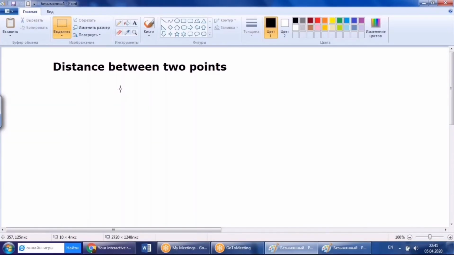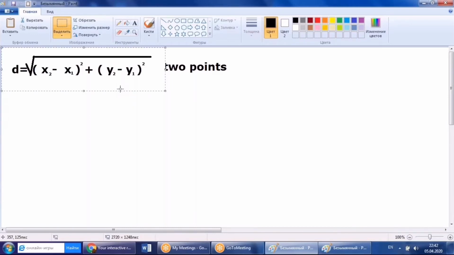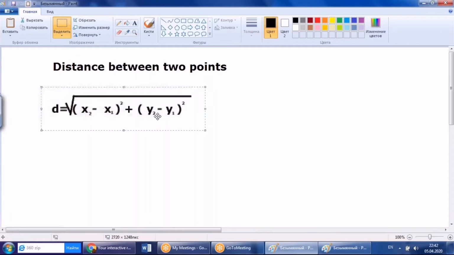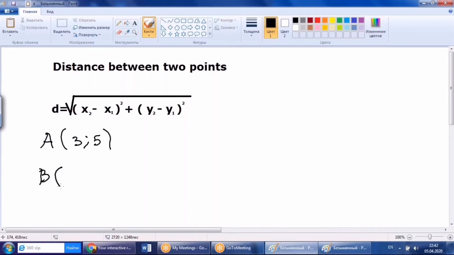We'll talk about how to find the distance between 2 points, and for this we have a formula. This is our formula. Now I will show you an example. We have 2 points. The first point is point A, 3 and 5. And the second point is point B, 6 and 9. They want to find the distance between these 2 points. I suppose that 3 is x1, 5 is y1, 6 is x2, and 9 is y2.